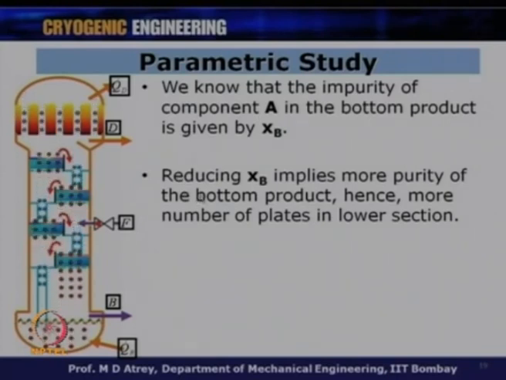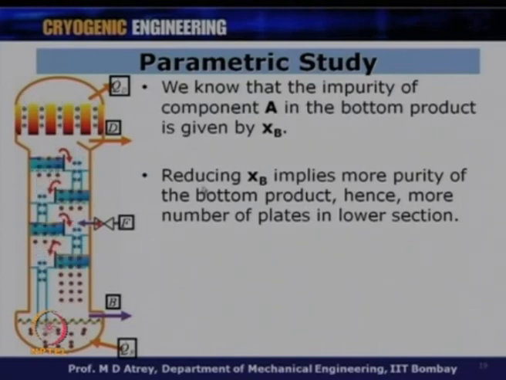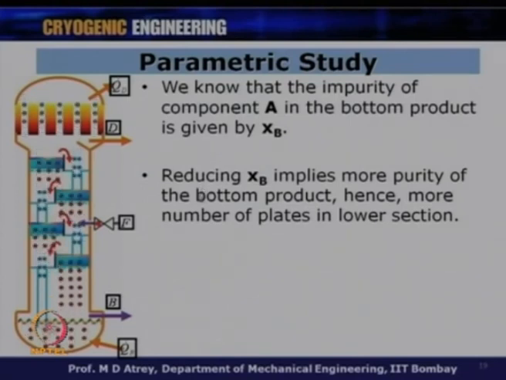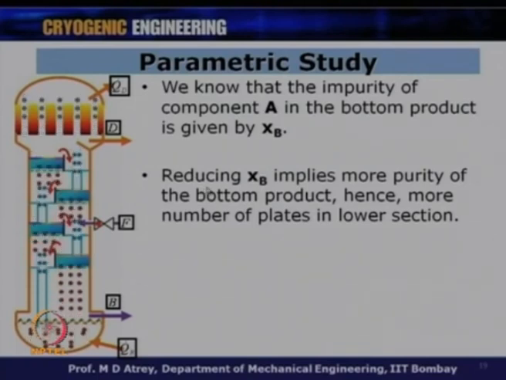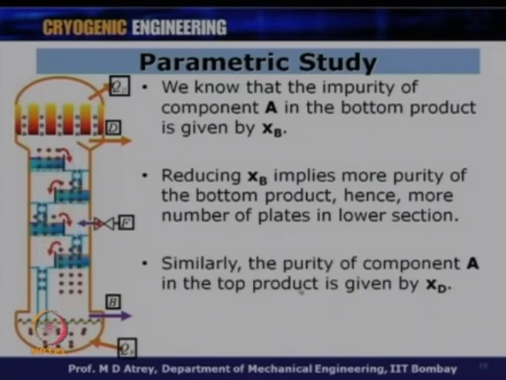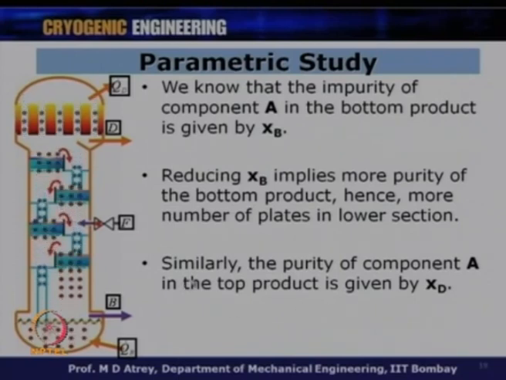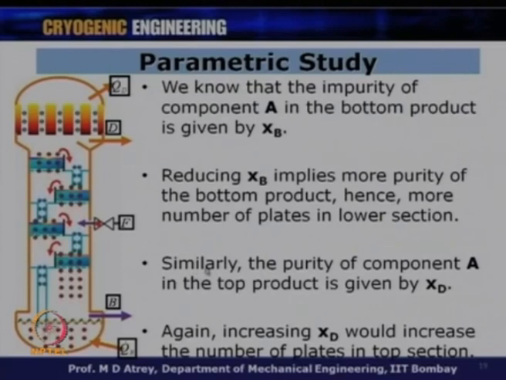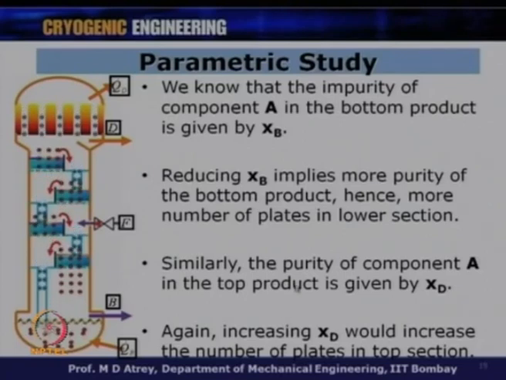So, the parameters affecting the design of the column also include your purity requirements, XD and XB. They also decide the number of theoretical plates required for a particular column design. Reducing XB implies more purity for the bottom product, hence more plates in the lower section. Similarly, the purity of component A in the top product is given by XD, and if I increase the value of XD, I will need more plates for the top column also. Increasing XD would increase the number of plates in the top section. So, XD and XB are very important parameters that also determine the theoretical number of plates required.